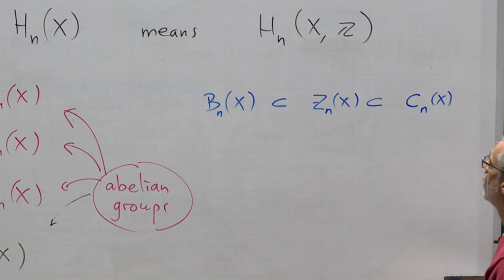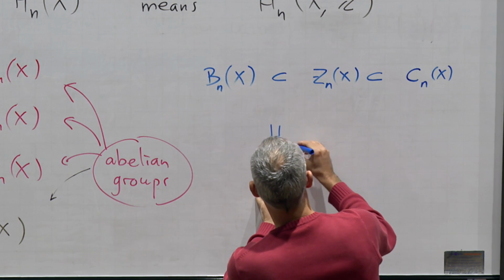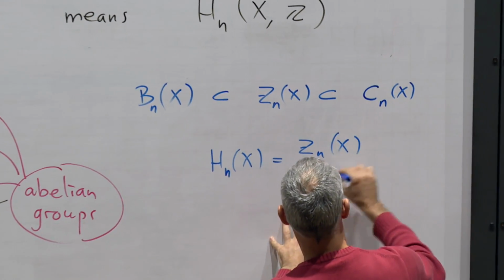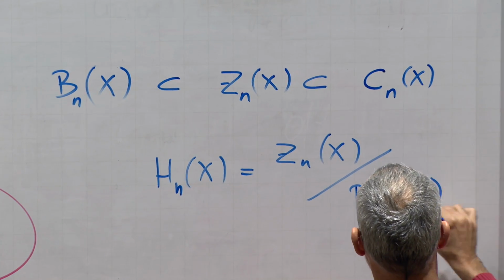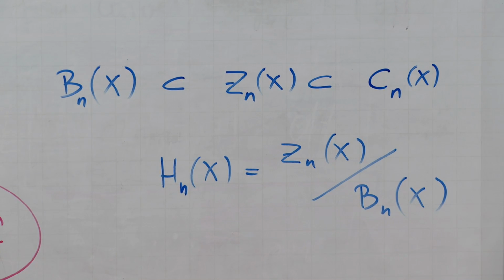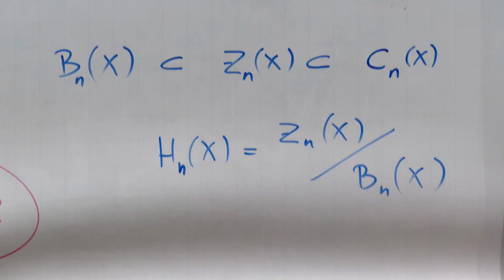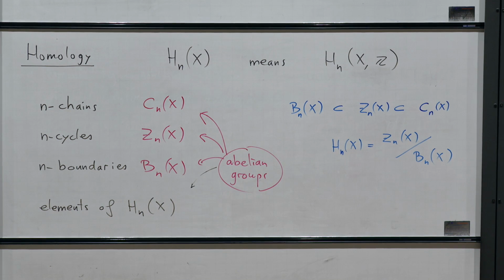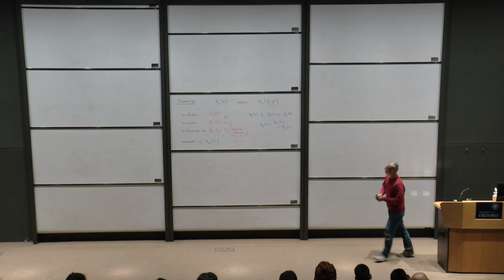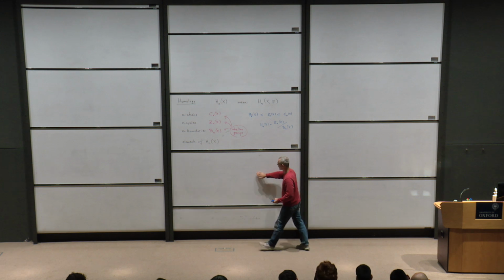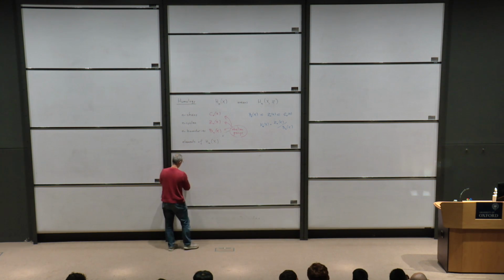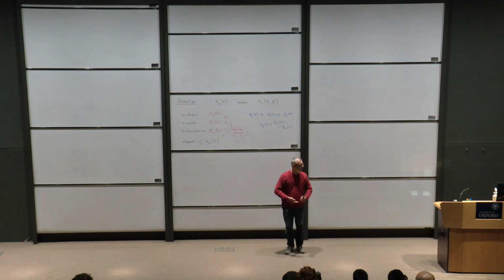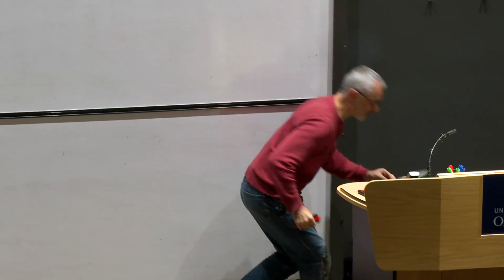And then we also have that Hn of X is the quotient of the cycles by the boundaries. So let me take an example and show you what a typical element of these various groups looks like. So I'm going to take my space X to be the same example that I had before.